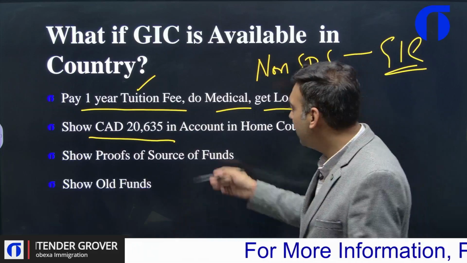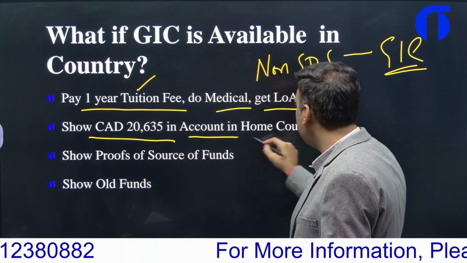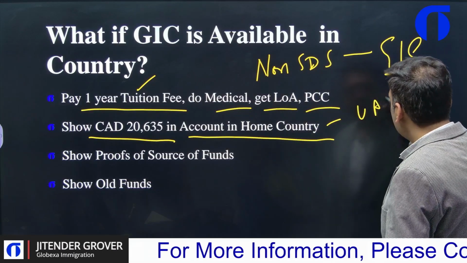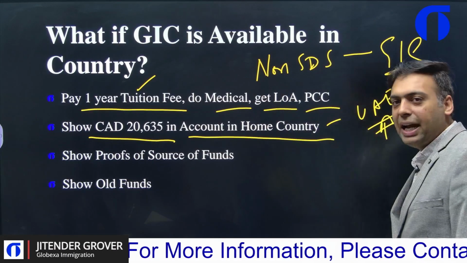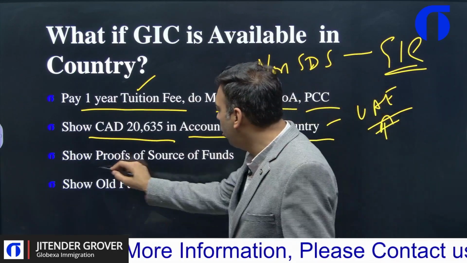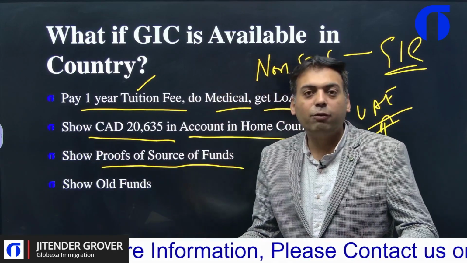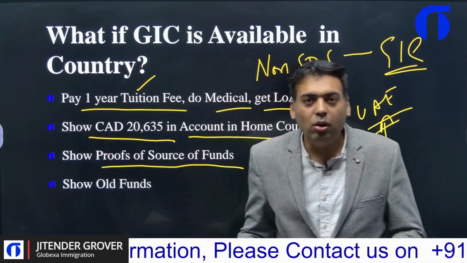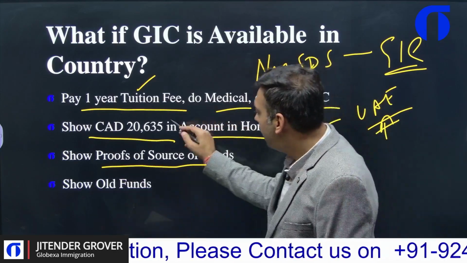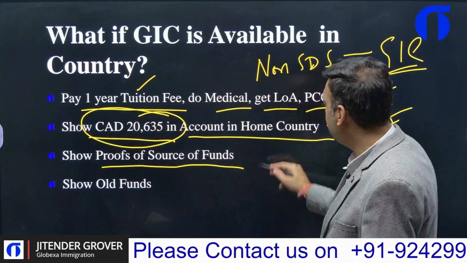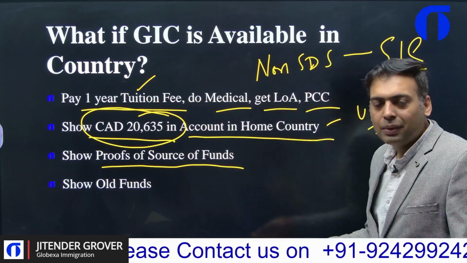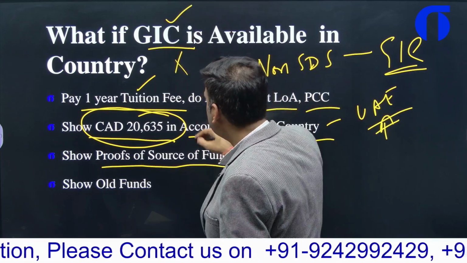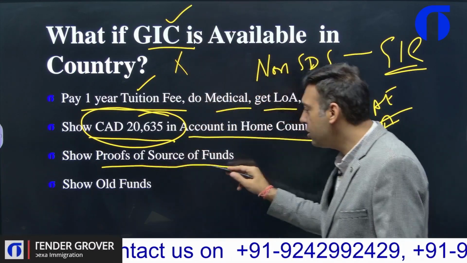GIC is not there in your country. Then what to do? In the account, you can show this money in your home country or in any other country. For example, you are working in UAE, then you can show these funds in your account in UAE as well. But you should show the proofs of source of funds along with that. From where you got these funds, whether it is a salary, it was funded by someone else, given by someone else, is it a loan, or what is the source of this fund? So this financial capacity for your living expenses can be shown anywhere in the world. It can be in Canada, it can be in your home country. If you can do GIC, great. If you can't do GIC, then at least give the proof of source of the funds as well.